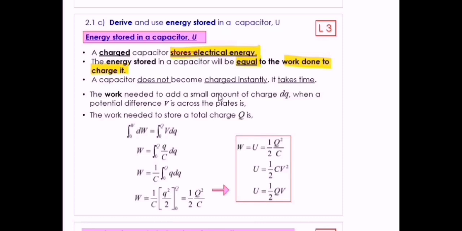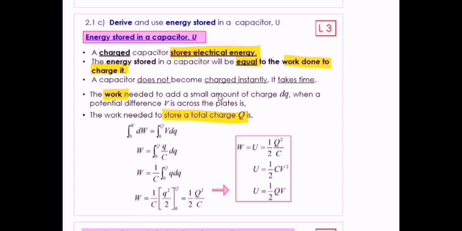So we will talk about how the capacitor charges later on in the next part. But before that, we need to calculate the work needed to store a total charge of Q. So we start with dW, the change of work, which equals V dQ. So the change of work will be equal to the change of charge times V, and then we integrate.